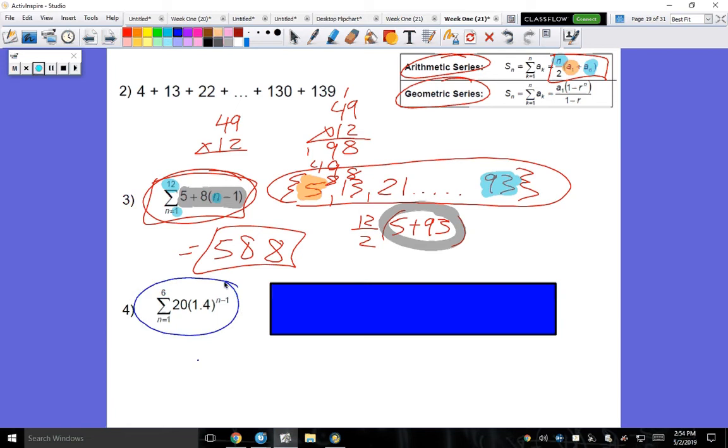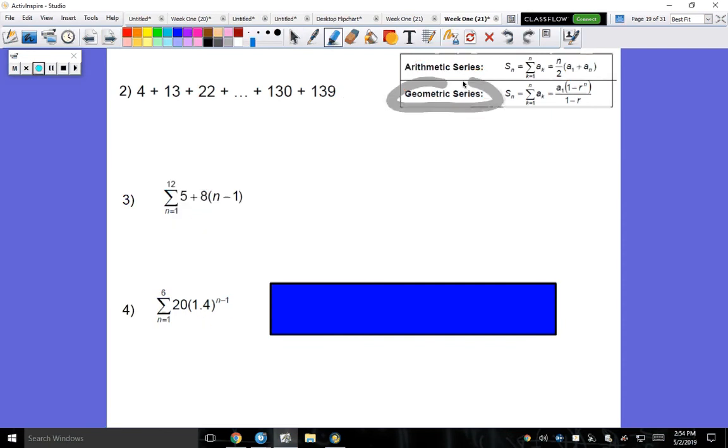Geometric, because it has a common ratio and it's multiplying each jump. Okay, so we're going to have to use a different equation. We're going to use this one right here. And again, we're only working with what's going to be provided to us without a calculator on the test and quiz.